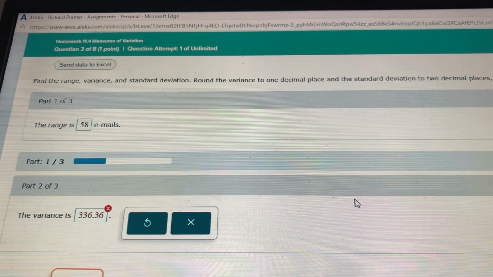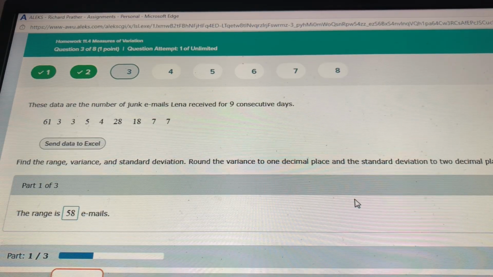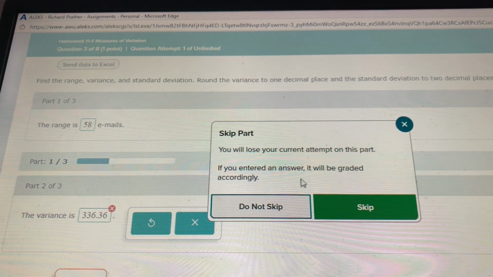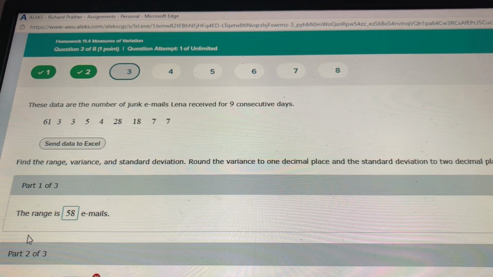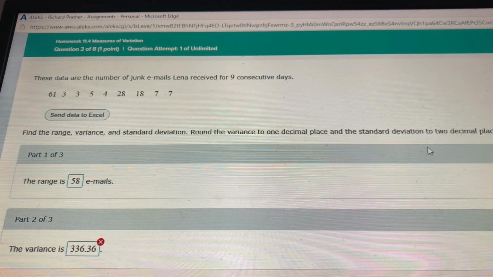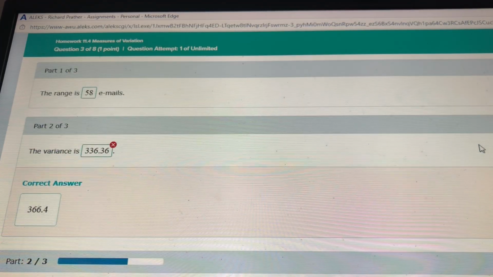Okay, so it could be all the rounding I was doing is an issue. So I'm not sure how we would do this with such messy numbers. Oh, wait a minute, I thought it said 2 decimals. Oh, I misread it. Yeah, okay. It says round the variance to 1 decimal and the standard deviation to 2. I thought they said both 2. So we did it right.